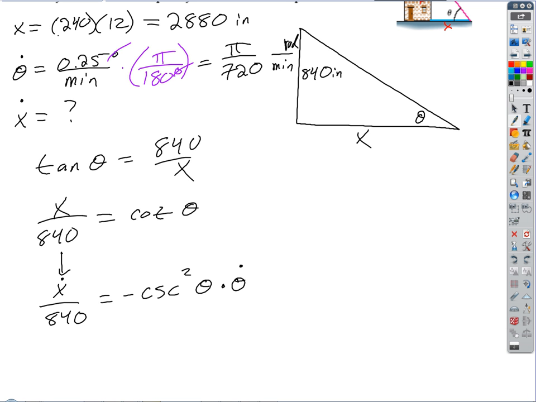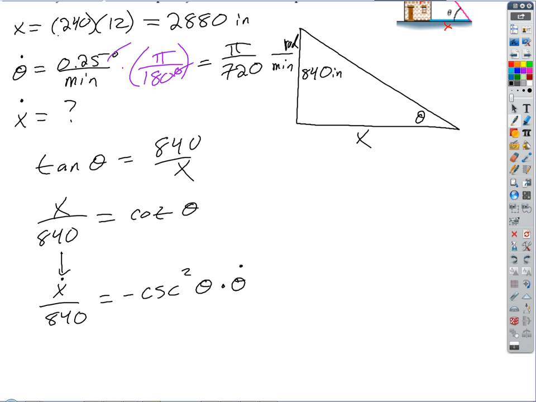So, what can we plug in? We can plug in theta dot, but we don't have the value of theta, right? There's a couple ways we could go with this, once again. We could calculate theta for our snapshot. It'd just be arc tangent of 840 over 2880, right? That's just a number, and that's fine. We could then just plug that into our expression here and be done.